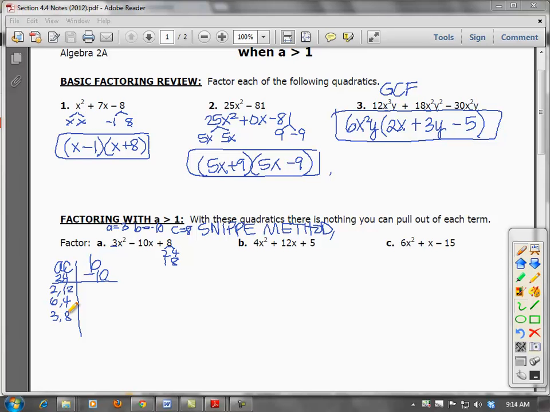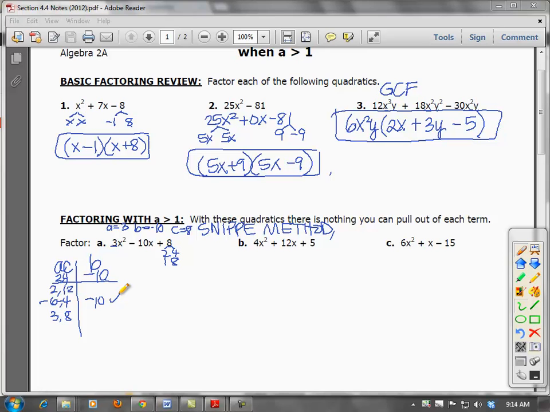We want to see which one of those could possibly get us a 10. Well, 2 and 12 could, but only if one of them were negative, and I need either both of them to be negative or both of them to be positive in order to get a positive 24. So I'm going to go with 6 and 4, and I'm going to make them both negative, because a negative 6 times a negative 4 equals our negative 10.